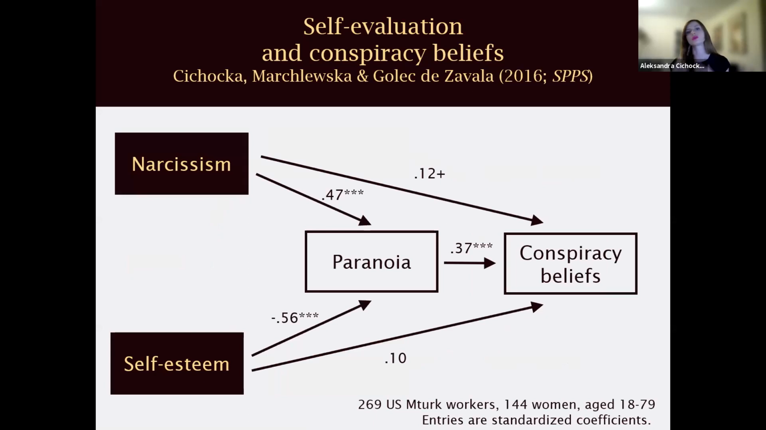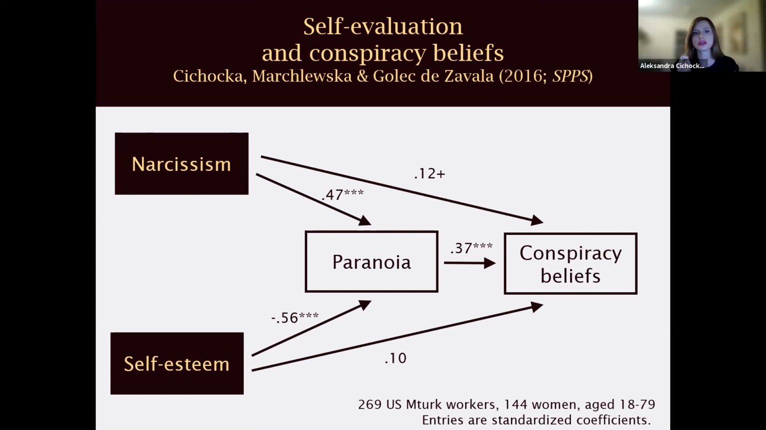In one of them, we also measured paranoid tendencies. So these are ideas that others are trying to undermine us in secret and might be out to get us. And these tendencies, to some degree, mediated between narcissism and conspiracy beliefs.